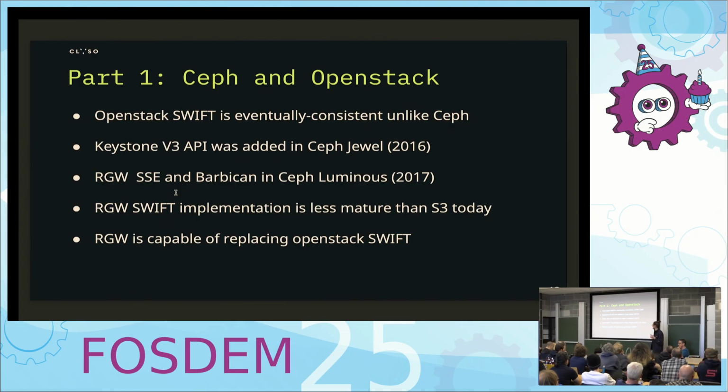Part one is about Ceph and OpenStack. The most important thing you need to know here is that OpenStack Swift is eventually consistent storage, unlike Ceph. Ceph and all its components, including object storage and block devices, are strictly consistent. This means that in OpenStack Swift you don't have a read-after-write guarantee, but in Ceph you have. For us, it was actually a really good thing, because if you expect people to move from AWS who are using S3 already, they expect object storage to be strictly consistent.